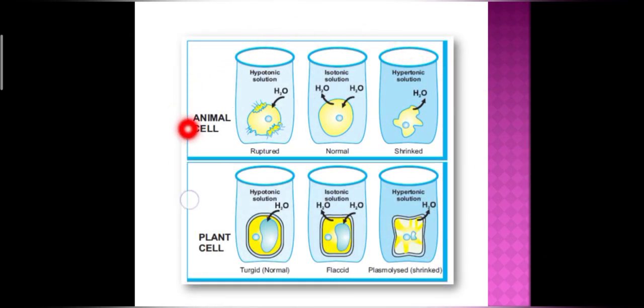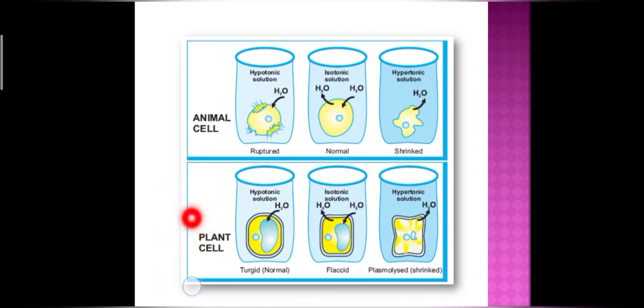Here is a diagram that is showing an animal cell and a plant cell. So, when an animal cell is placed in a hypotonic solution, then water enters the cell and the cell ruptures. When an animal cell is placed in an isotonic solution, then no water is entering and no water is leaving. So the cell remains in normal condition. So in hypertonic solution, water is leaving the cell. So the cell shrinks.